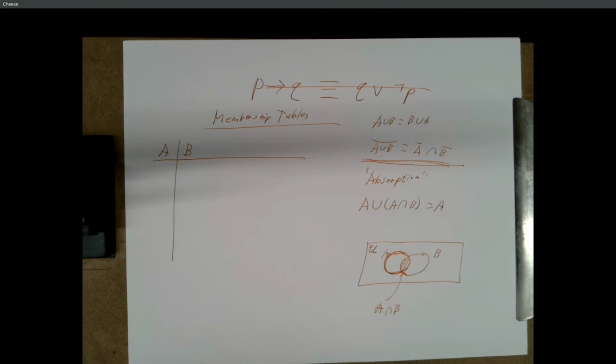But here's the thing. If we pick any element in the universe, it could be a member of A or not. It could be a member of B or not. But there's only 4 possibilities. One possibility: it's not a member of A, and it's also not a member of B.